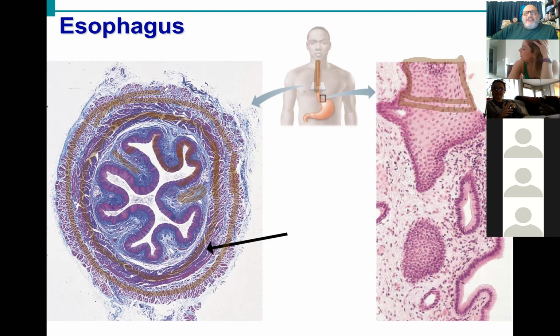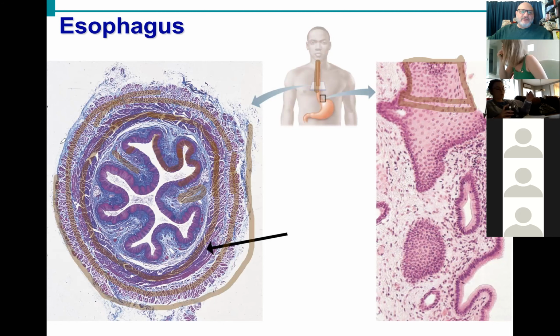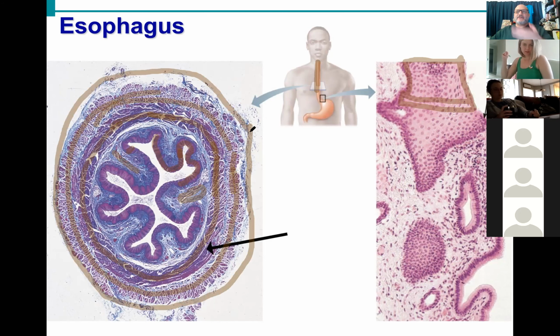Would it be an adventitia or would it be a serosa? Adventitia? Adventitia, absolutely. Remember, our esophagus is part of our sad puckers. So this is something that is held and anchored in place by a fibrous connective tissue in the posterior part of the thoracic and also abdominal pelvic cavity after it passes through the diaphragm. Excellent. So we see that nice cross section of it here.